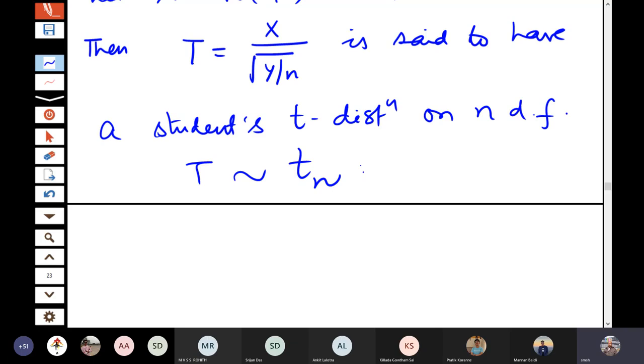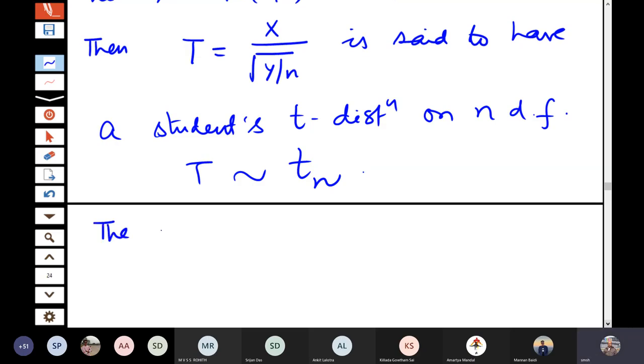Now the derivation of this should not be difficult, because you know the distribution of x here, you know the distribution of y here, and you can write down the joint distribution because they are independent. From there you define a transformation, that is t is equal to x by root (y by n), and you have already understood how the distribution of the transformation is calculated. I have solved a few examples in the class. Okay, so this is not difficult.